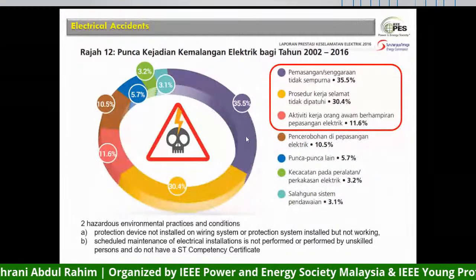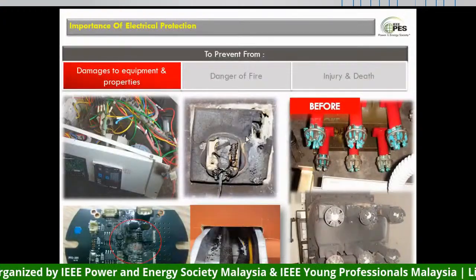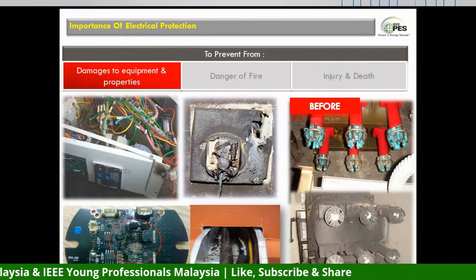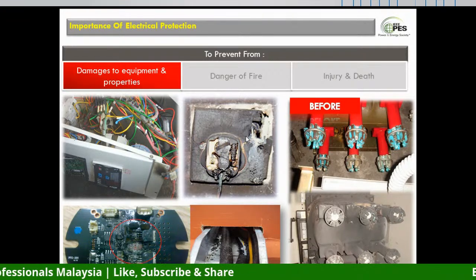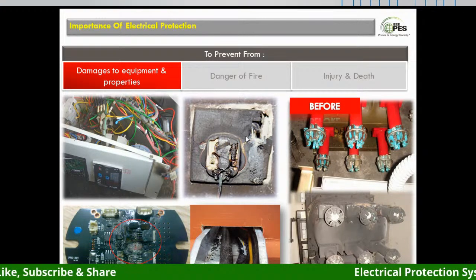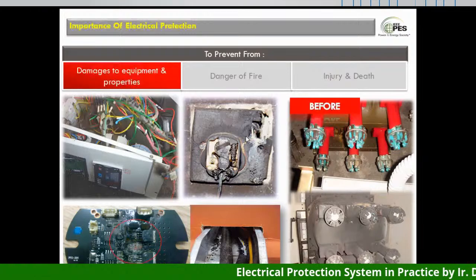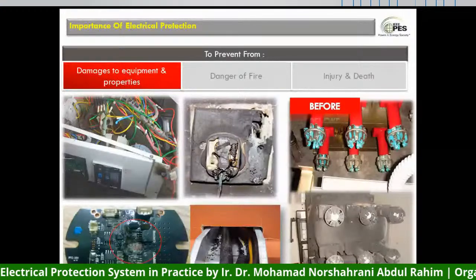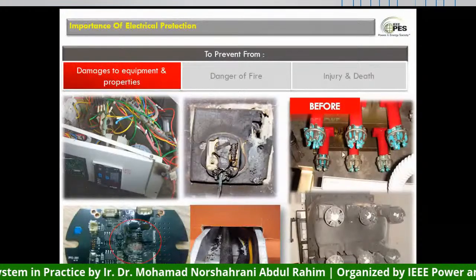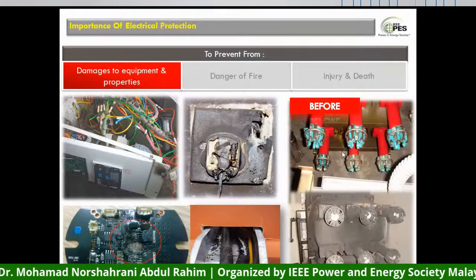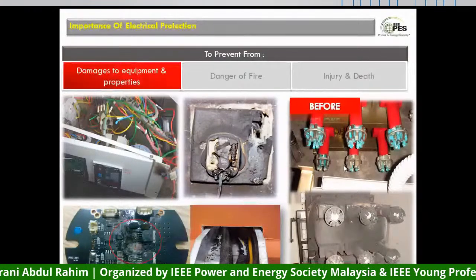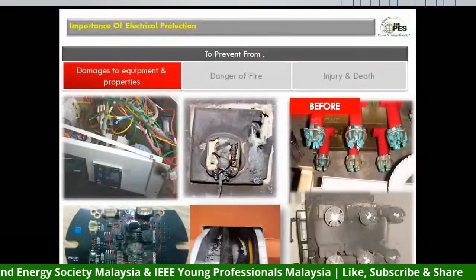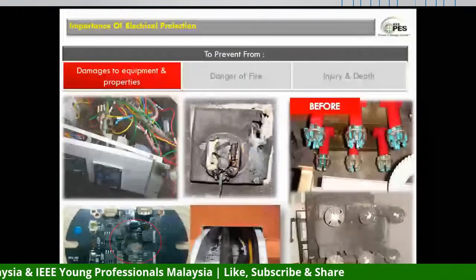So let's go deeper into the importance of electrical protection. The main importance of protection is to prevent three things. The first thing is damage to equipment and properties. It can be from the electrical properties and the switchboard, and it can go until the consumer side. In the case of failure of maintenance, they didn't do the proper scheduled maintenance, and so the circuit breaker became moist, the contact failed, and then it led to an accident.